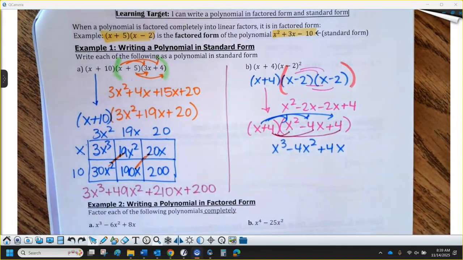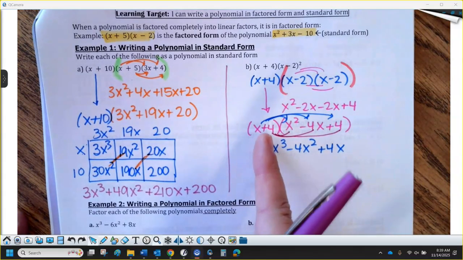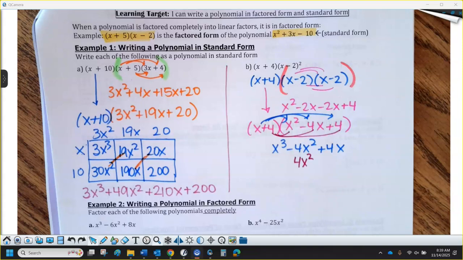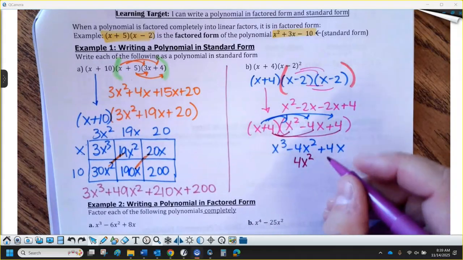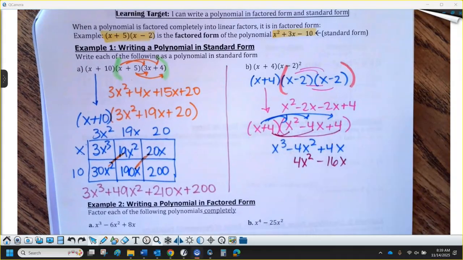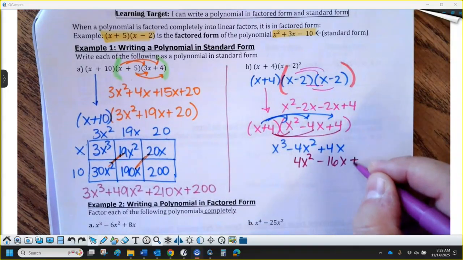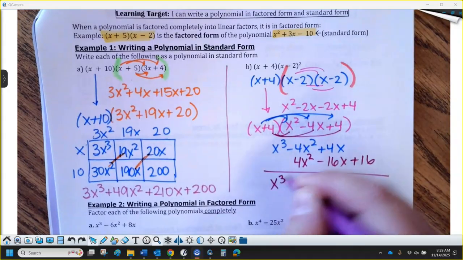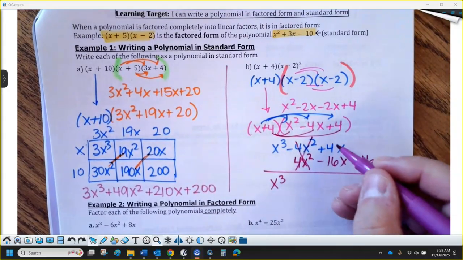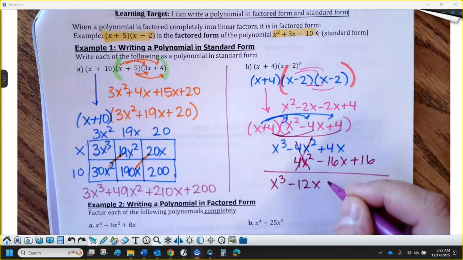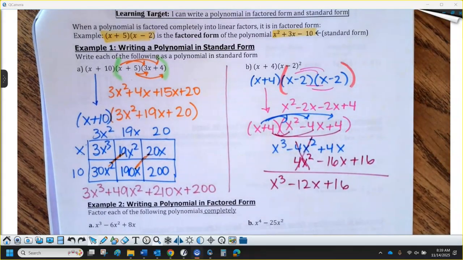If you like this method better, what I would do, I try to line up the like terms to help myself. So if I do 4 times x squared, I just put that vertically underneath the other x squared term. It's actually going to cancel out in this question. Then I'm going to do 4 times negative 4x, so it'd be negative 16x. I just write that underneath the other x terms. It makes it easier to combine. And then on the end, I got 4 times 4, so that's 16. And we get x cubed. These guys are opposites, so they're going to cancel out. 4 minus 16 would be negative 12x, and then just a plain 16 at the end.